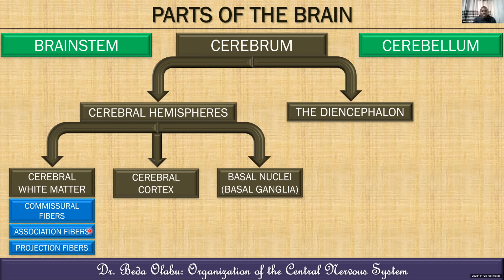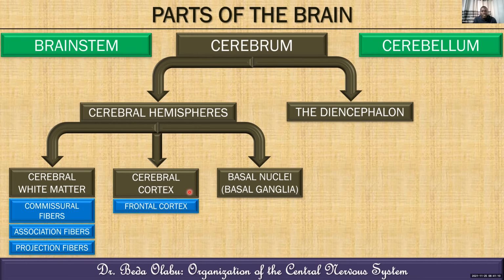Then we have the projection fibers. Projection fibers connect the cerebral cortex to subcortical regions. Either they're going to the cortex, and so we call them ascending tracts, or they come from the cortex, and so we call them the descending tracts. The ones which are ascending will largely be sensory, and the ones which are descending will largely be motor. Those are white matter.